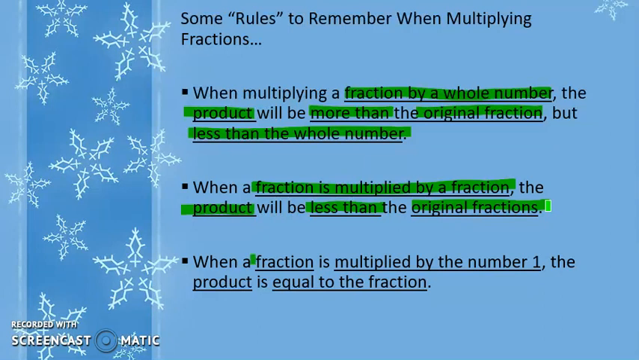And then lastly, when we have a fraction that's multiplied by the whole number 1, the product is equal to the fraction. Because remember, when we multiply any number by 1, the answer, or the product, is always the other number or itself.